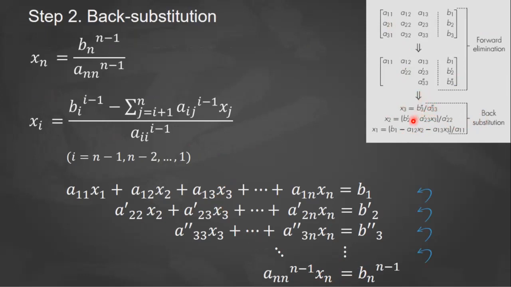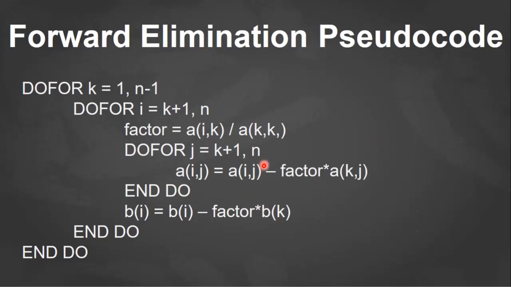At pagkaman, ang kini na po dayon, sum nimo. That is b sub 2 minus ang kini a23x3 over a22. Ang kini mo ni ang sum nimo si b1 minus a12x2 minus a13x3. Okay.